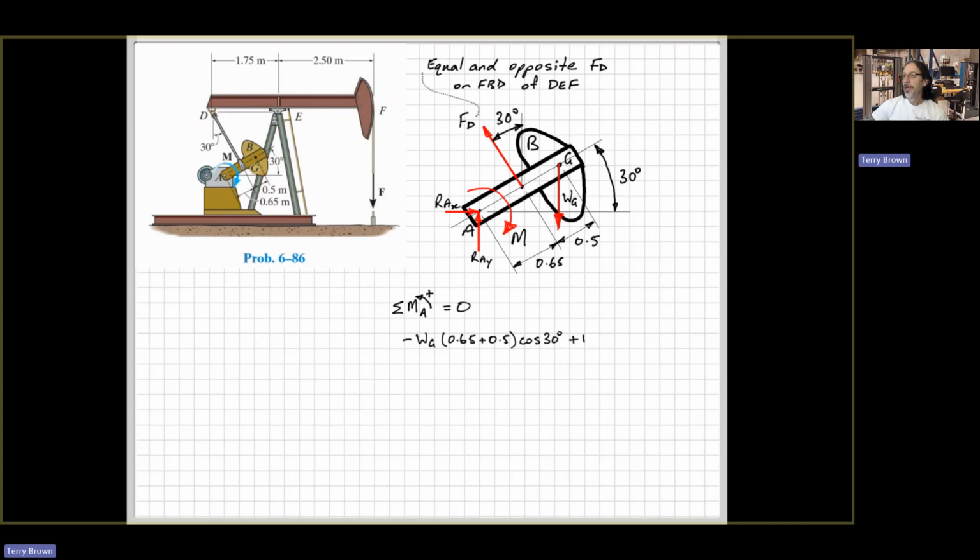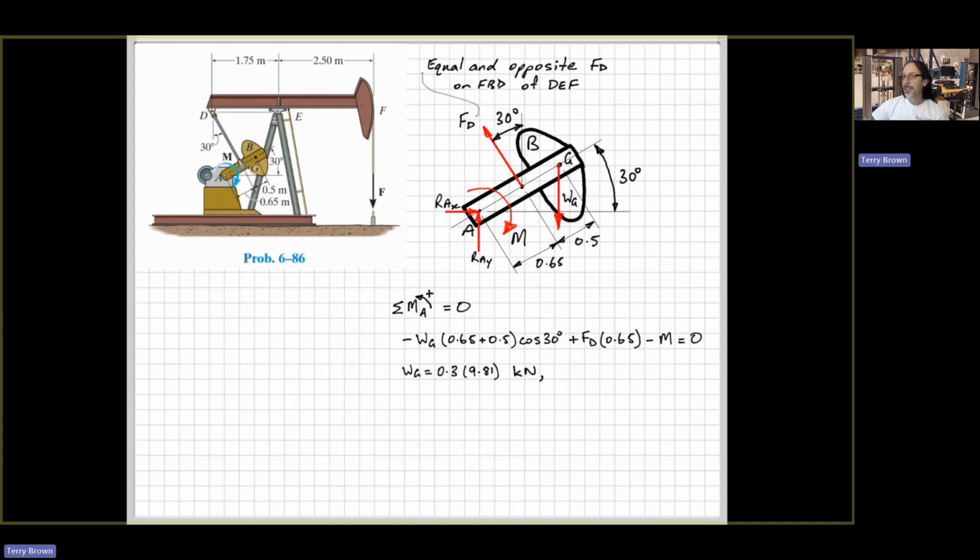Right, so that's negative. And then we have the force here, FD, and its perpendicular distance. So this is 30 degrees here. This is 30 degrees here. So this length here, 0.65, is the perpendicular distance from the line of action of FD to this point where we're taking moments about. And it's tending to rotate anti-clockwise about point A, so it's positive. And then we have the moment, which is applied by the motor to the arm in the clockwise direction, so that's negative, all equal to 0.